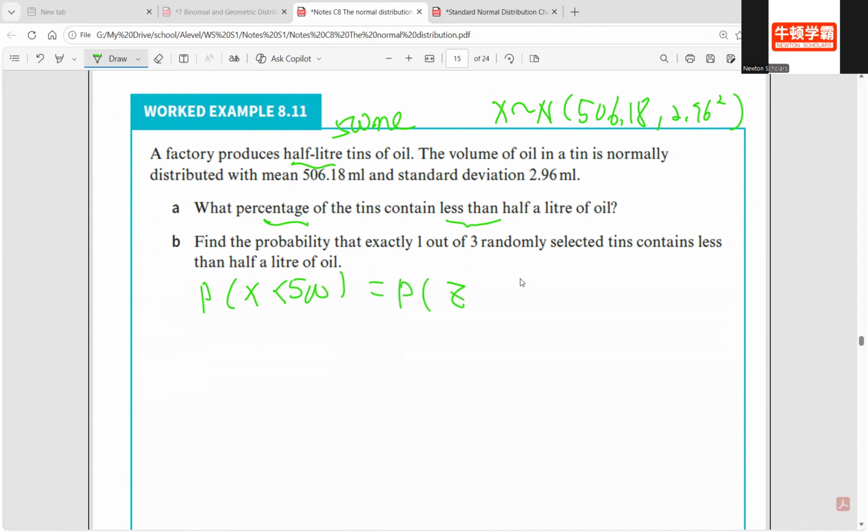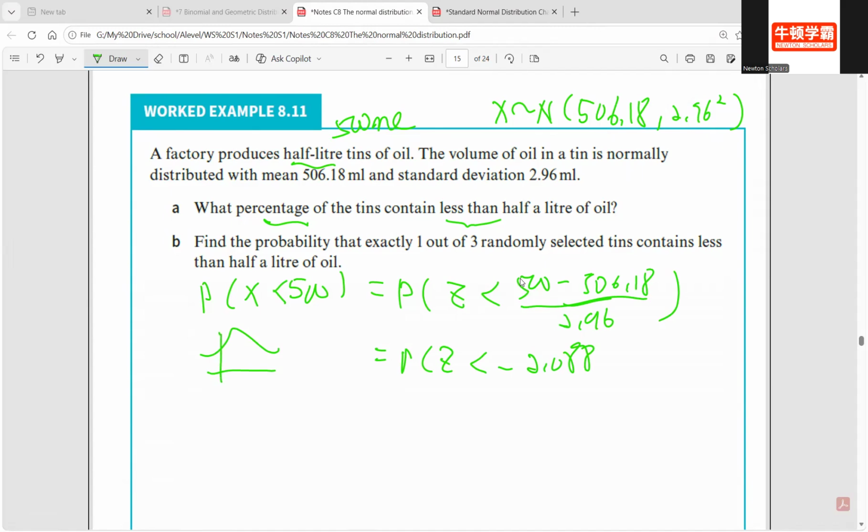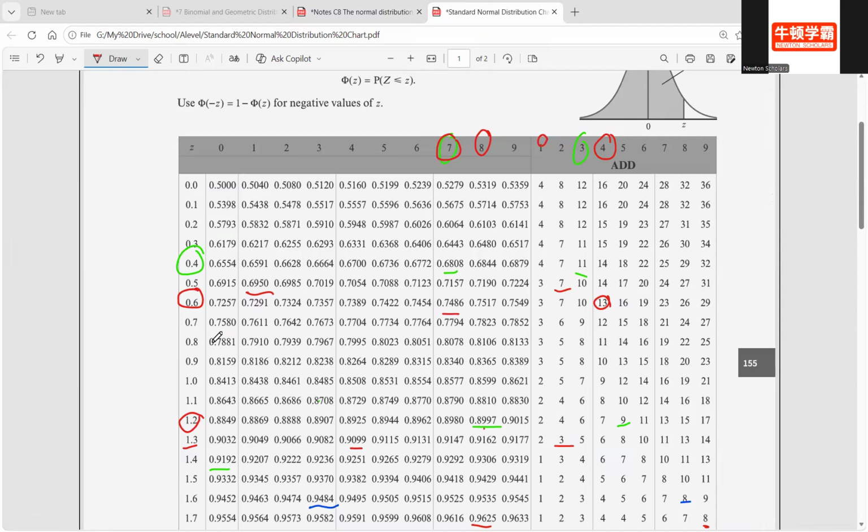So the Z value: 500 minus 506.18 over 2.96. So my Z value will get negative 2.088. Less than here, so meaning that I have to use 1 minus 2.088. So 2.088 is right here.